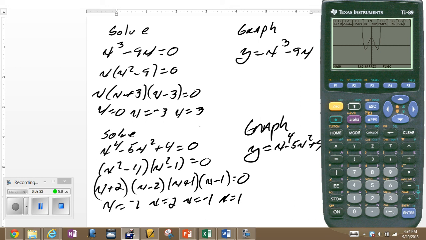But for now, the solutions to a polynomial equation will be at max the number of solutions matching the highest exponent. Now, some of those are real, some of those are imaginary, perhaps. In this case, they're all real. The cubic expression, 3 real solutions. The 4th power expression, 4 solutions. Okay? That's the fundamental theorem of algebra. The number of solutions corresponds to the highest exponent in a polynomial expression, a polynomial equation.